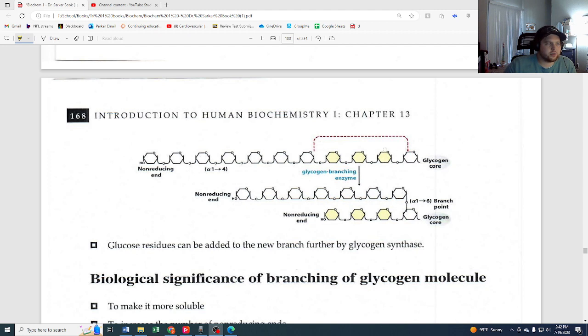So literally what it's going to do, it's going to chunk some of these out here, and it's going to bring it and reattach it. Kind of similar to how it broke off the 3 in glycogenolysis, the breakdown of it, it took the 3, broke it off, and moved it to the other end. This is essentially the reverse process that we see here.